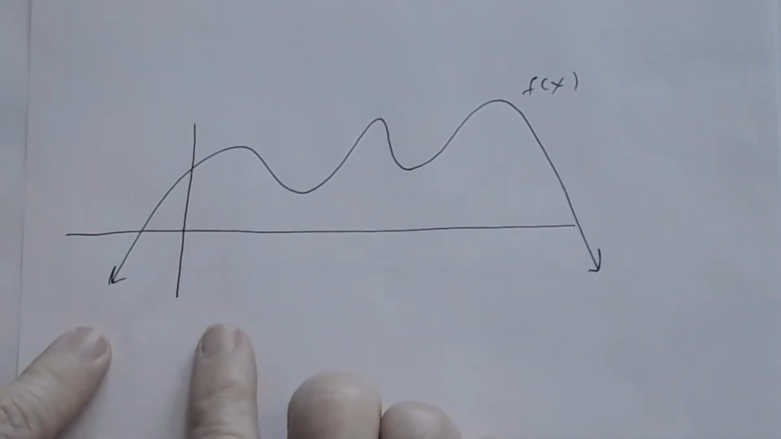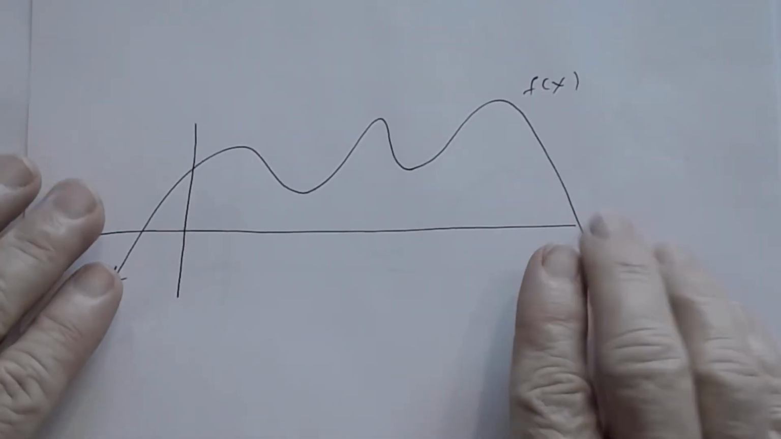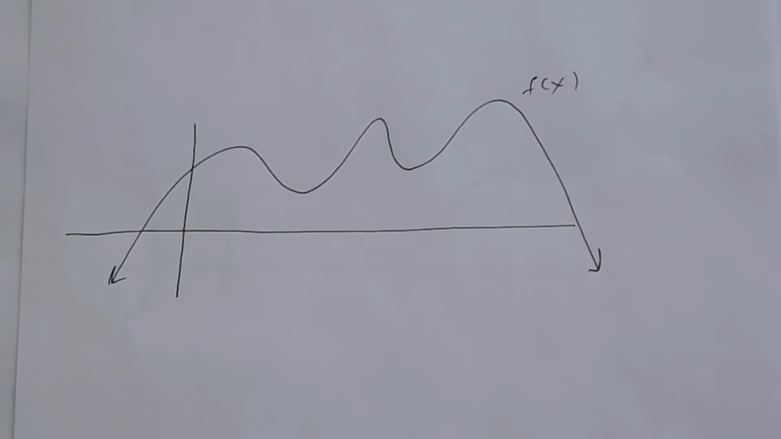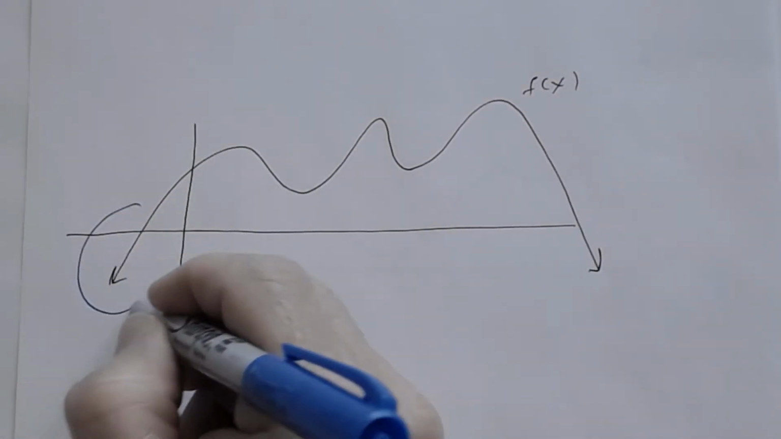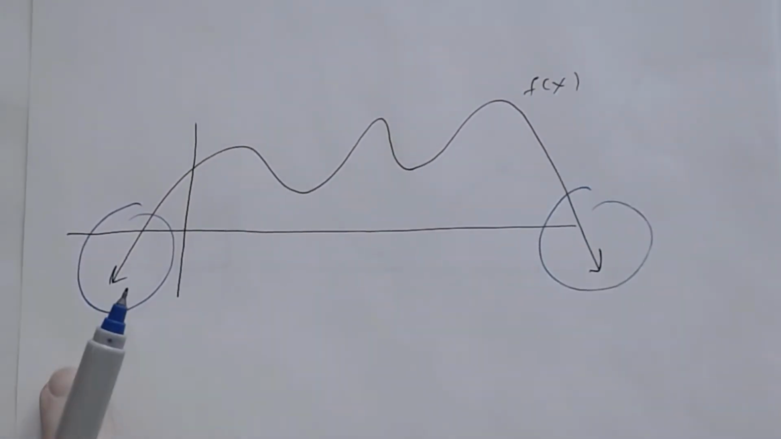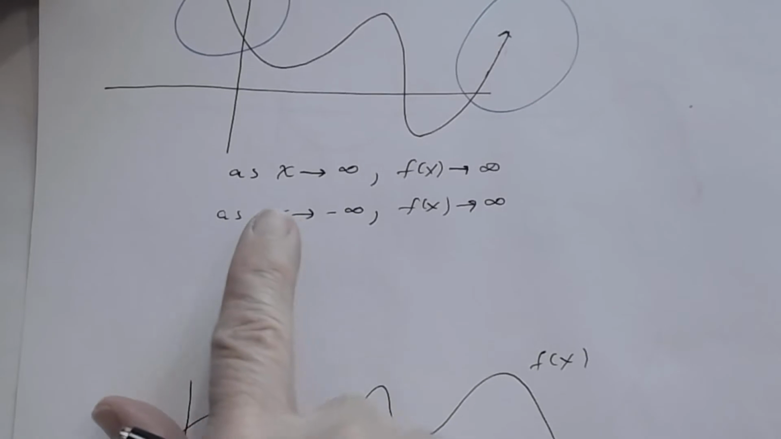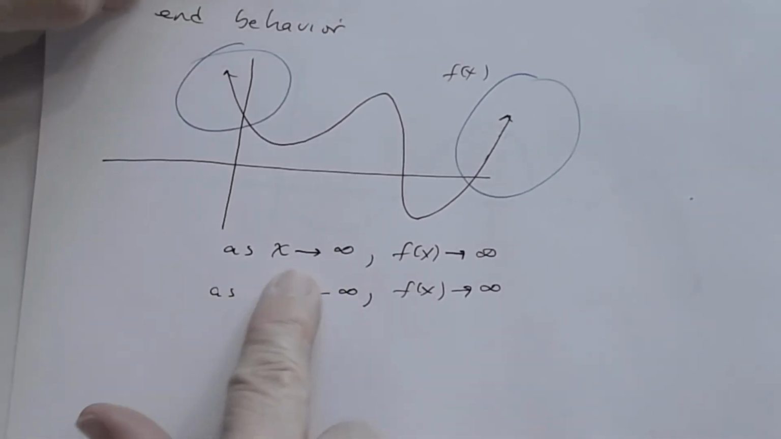So let's look at the end behavior. Now remember what we mean by end behavior. When we say end behavior, I'm interested in what's happening on the far left and the far right. Okay? So we're going to use that same notation.